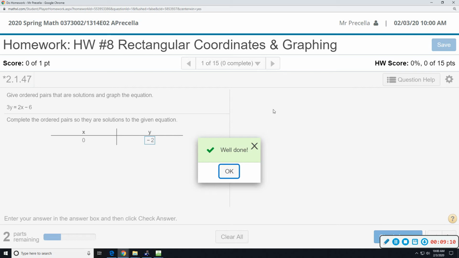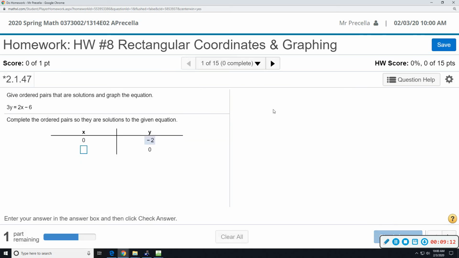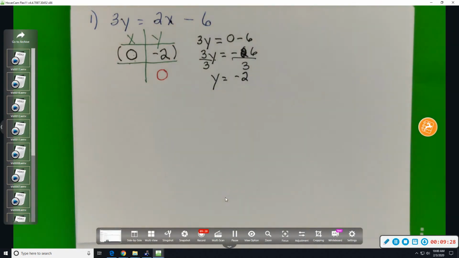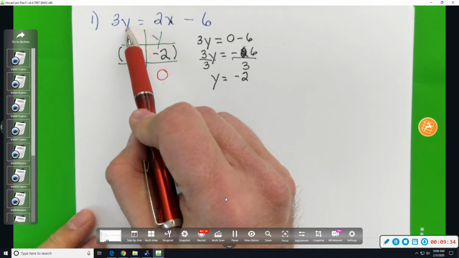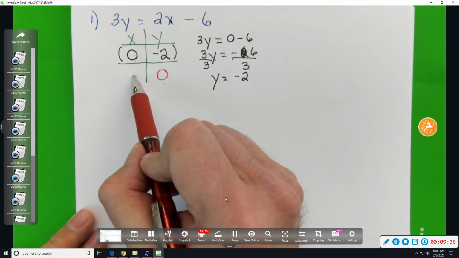Okay, we're not finished. Now, there's another line on the table. Here, the 0 is in the Y spot. So what are they trying to tell us to do here? I'm going to do what with that 0? Plug the 0 in for Y and then figure out X.